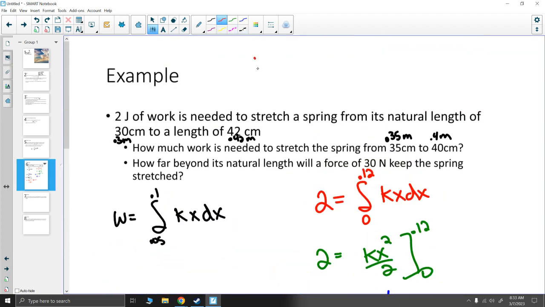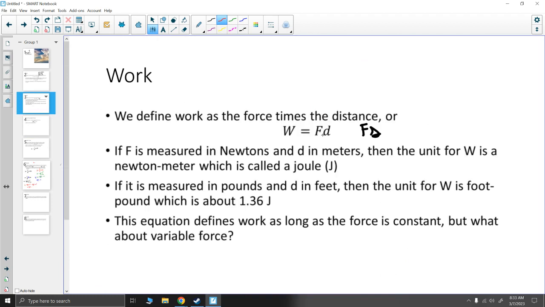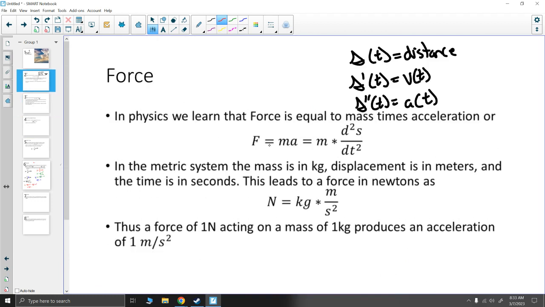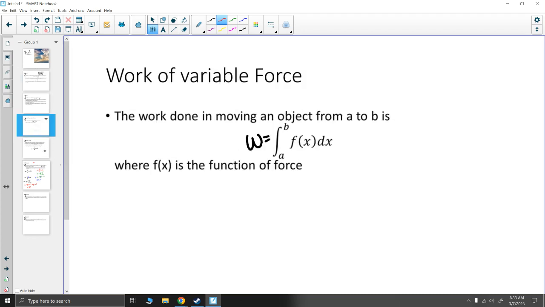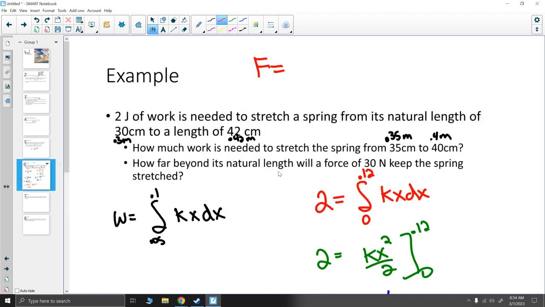As a reminder, force is equal to mass times acceleration. Okay, never mind. We're just going to stick with force is equal to k times x. So with Hooke's law, the force is our k times x, where x is the distance and k is our spring constant.